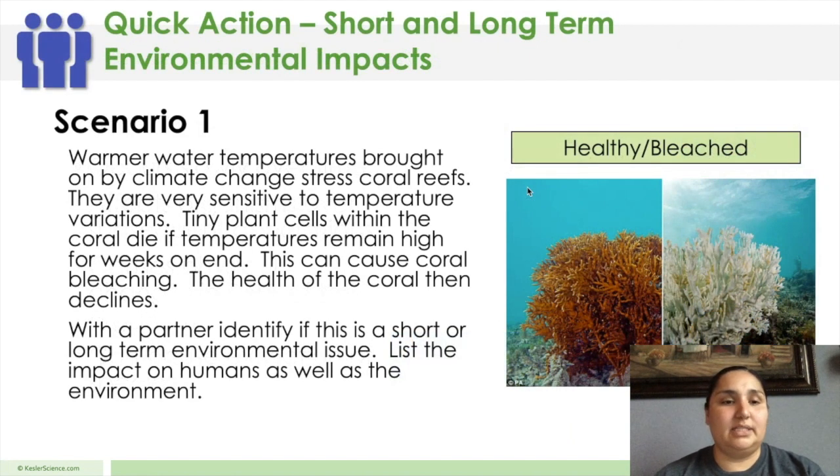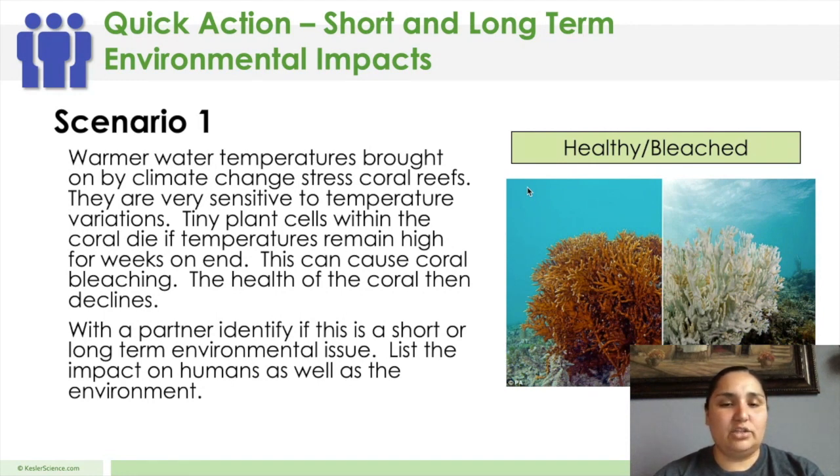Let's look at some scenarios. We have warmer water temperatures brought on by climate change. Warmer water temperatures brought on by climate change stress coral reefs. They are very sensitive to temperature variations. Tiny plant cells within the coral die if temperatures remain high for weeks on end. This can cause coral bleaching. The health of the coral then declines.